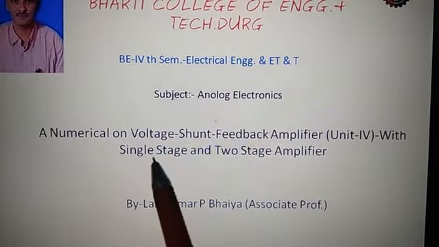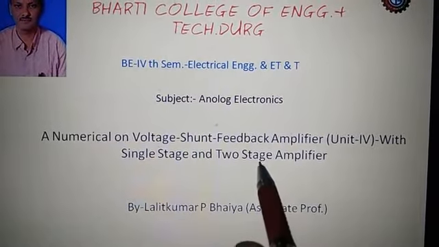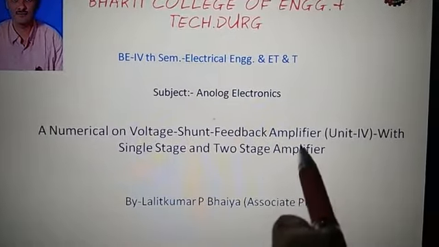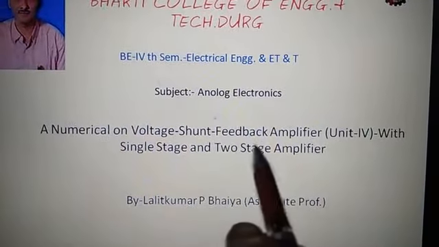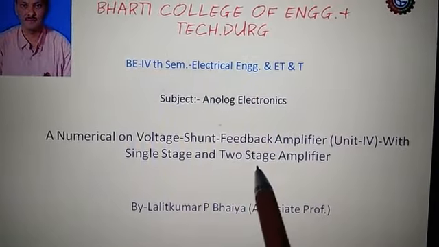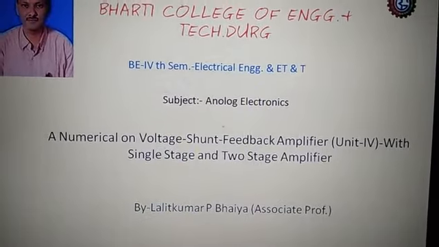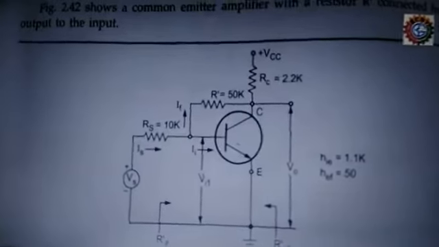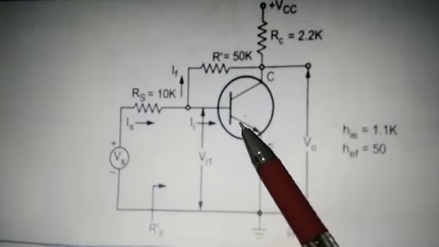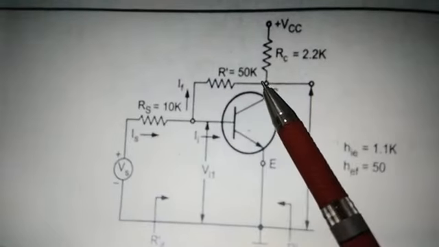Now today we will go to the two-stage amplifier problem. It is a multi-stage amplifier with feedback having the same topology, that is voltage shunt feedback amplifier, but the numerical is of a two-stage amplifier. Let us go now for this two-stage amplifier. Last time we saw this problem, a single stage with this feedback circuit.